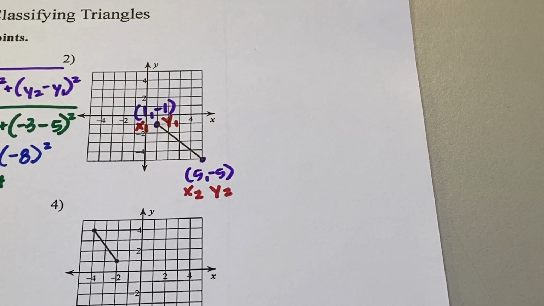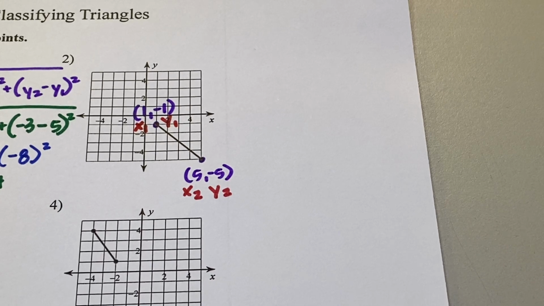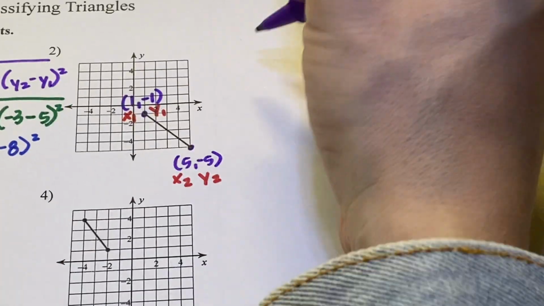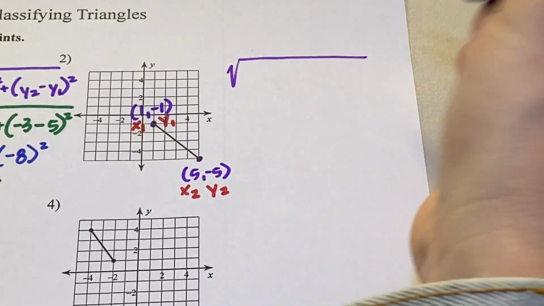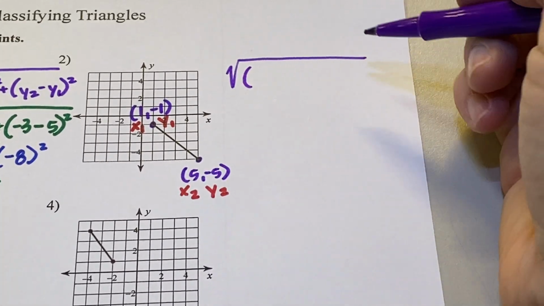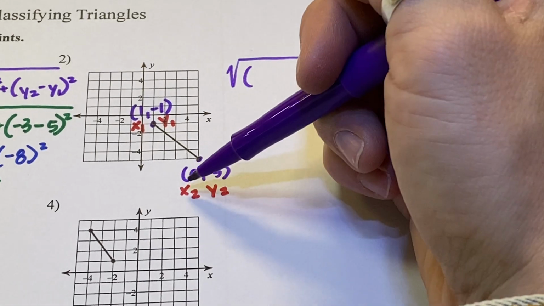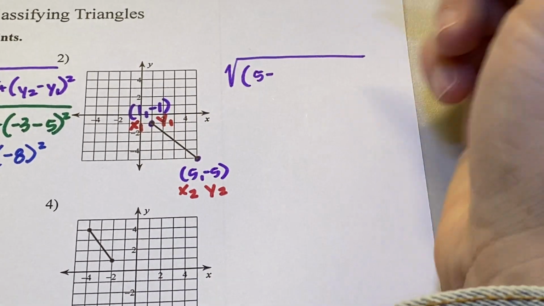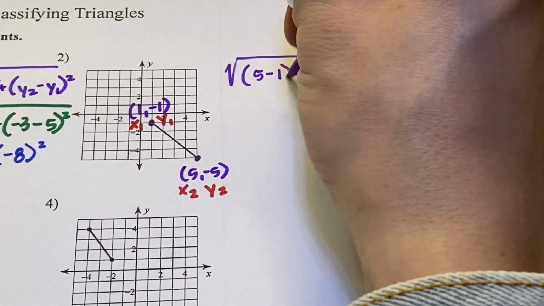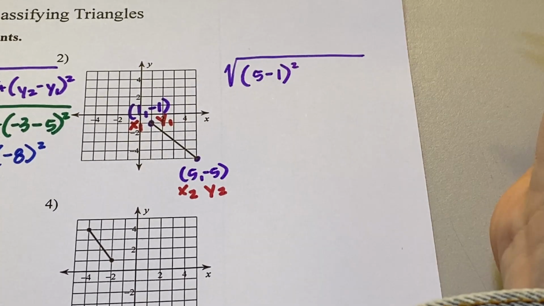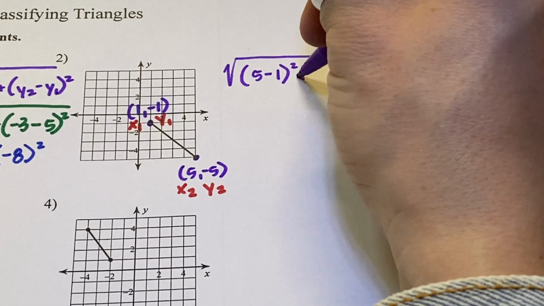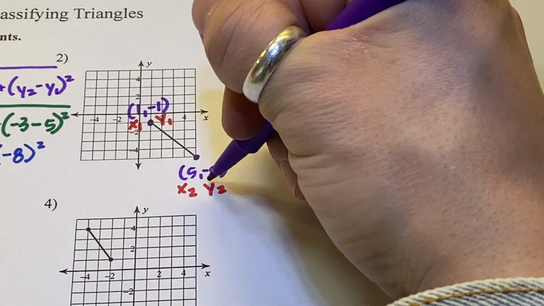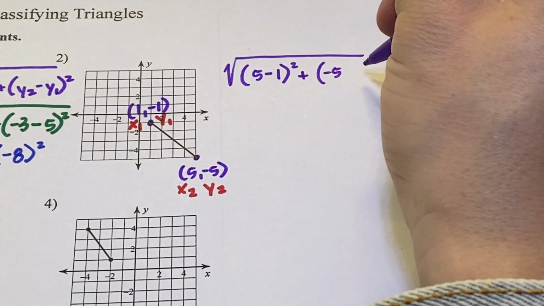We have everything we need to plug into this formula, so let's go ahead and do that. We have the square root of x2 minus x1. We chose 5 as my x2, minus my x1, which is positive 1. That'll be squared. Plus my y2, negative 5.